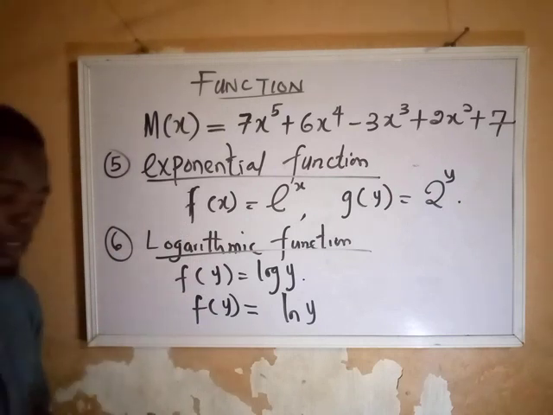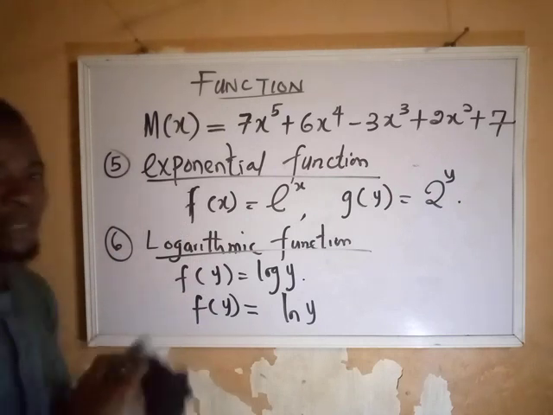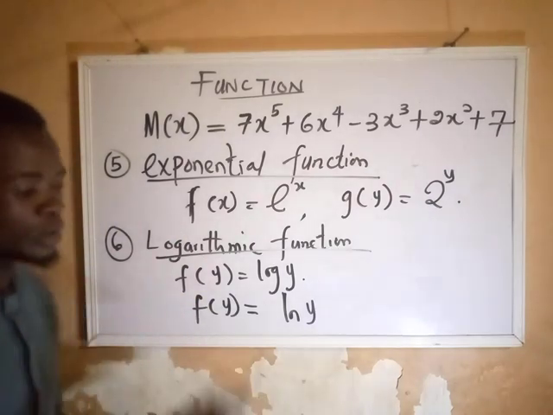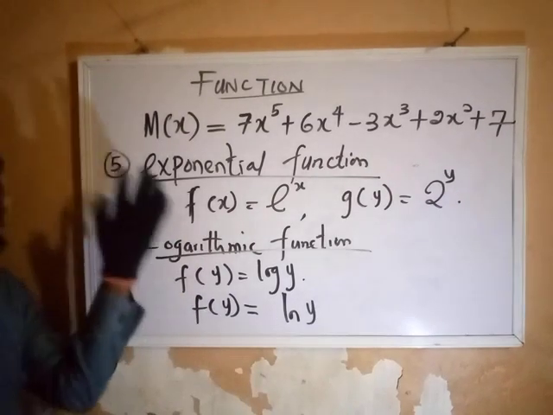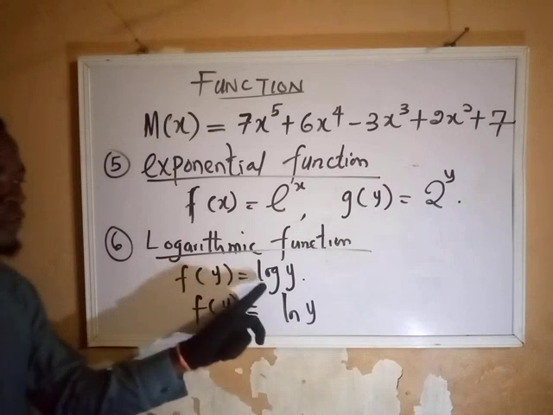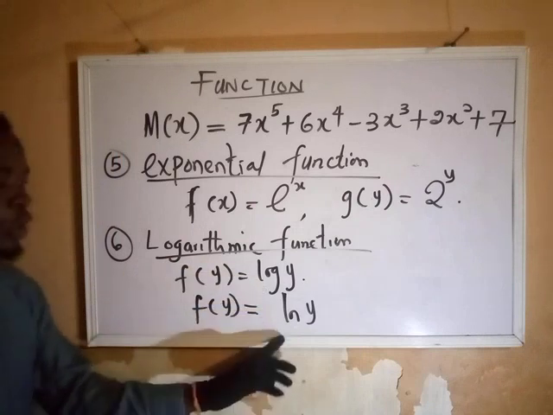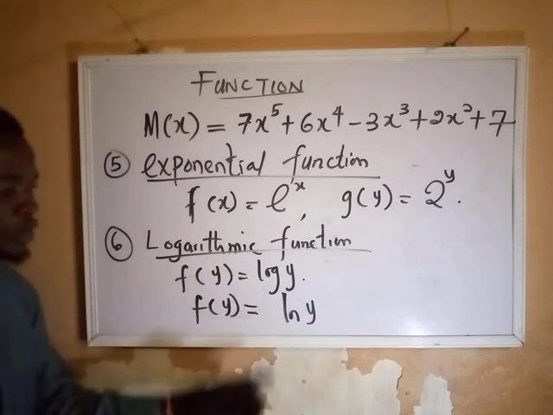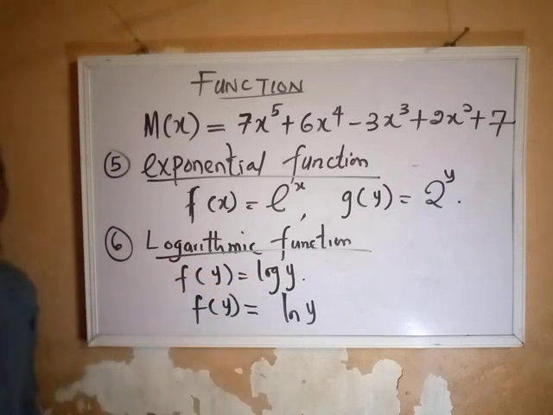But if you press your calculator, you press ln and the log of a particular value, they will give you different answers. But here we consider them the same thing as far as this function is concerned. So we have log here and we have ln. We call this one the natural logarithm, while we call the other one the normal logarithm.